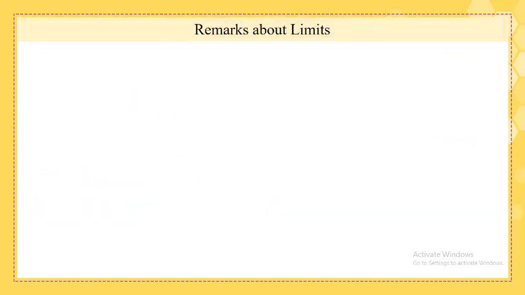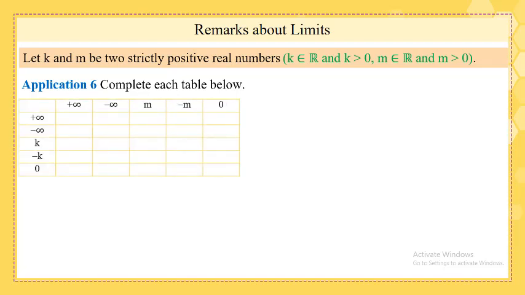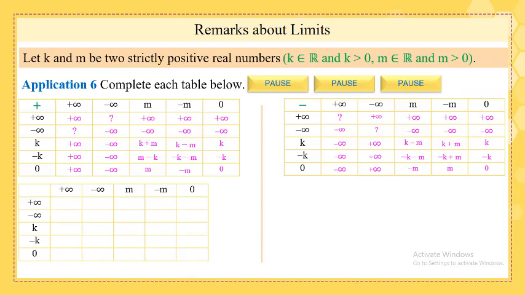Now let's consider some remarks about limits. Let k and m be two strictly positive real numbers. As an application, complete each table below. Please write the table in your paper and try to do it alone. Similarly for the second table, which is the difference. We observe that the question marks in the table refer to the indeterminate forms.